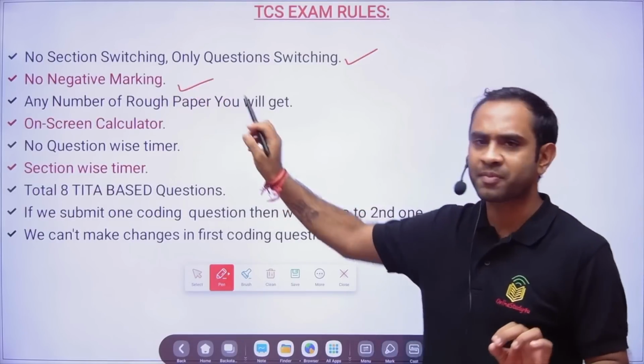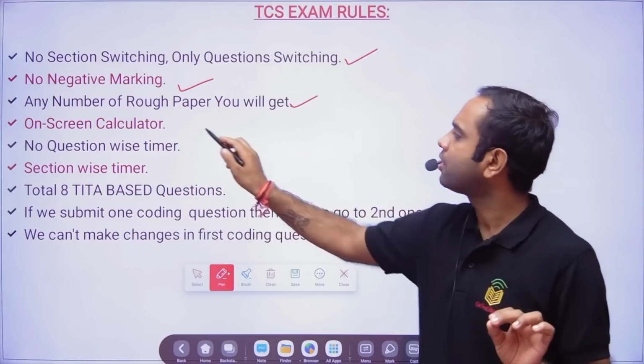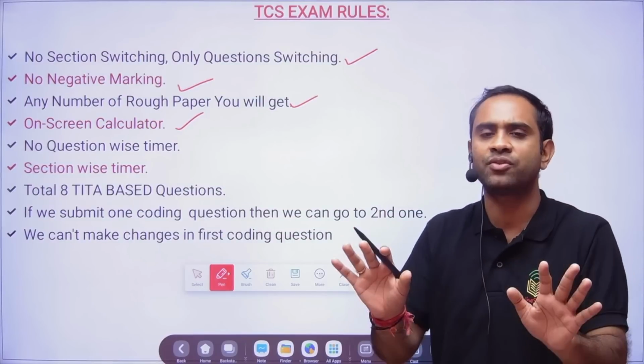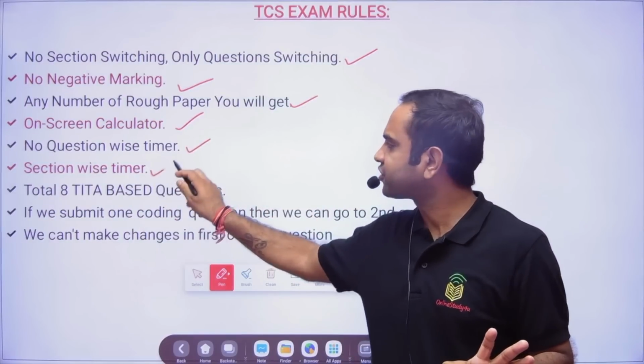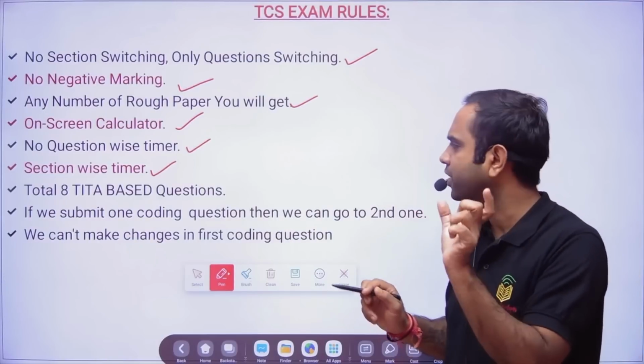There is no negative marking. Any number of rough papers you will get at the exam center. An on-screen calculator will be there, so you do not have to worry about the final calculation. There is no question-wise timer. A section-wise timer will be there, like for a particular section, you will be getting 25 minutes, 25 minutes, 25 minutes.